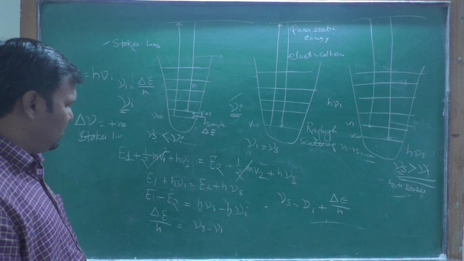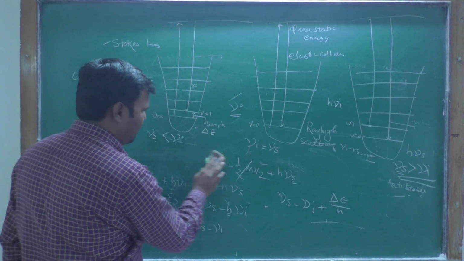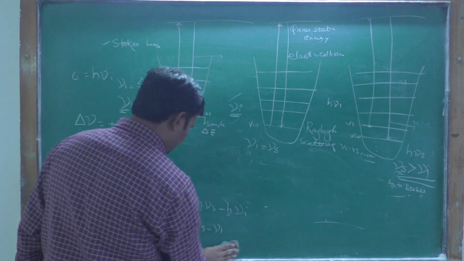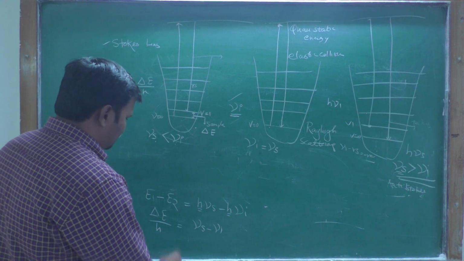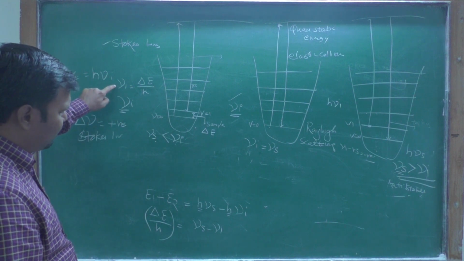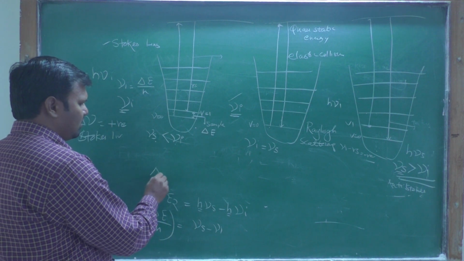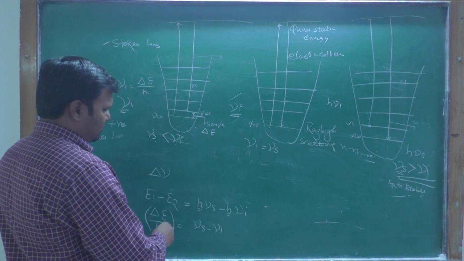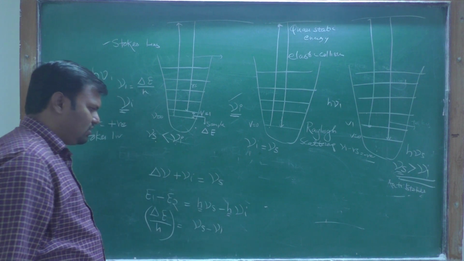We will discuss these three conditions simultaneously and find that relation. This delta E upon h is nothing but the change in frequency, delta mu. So delta mu plus mu I is equal to mu S, and we obtain a new quantity.